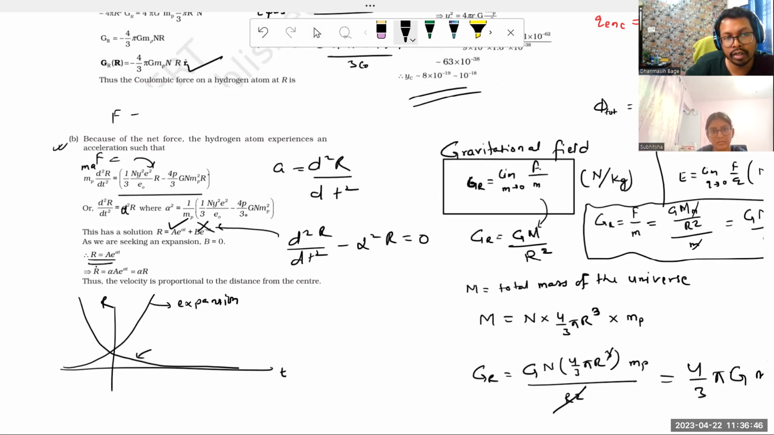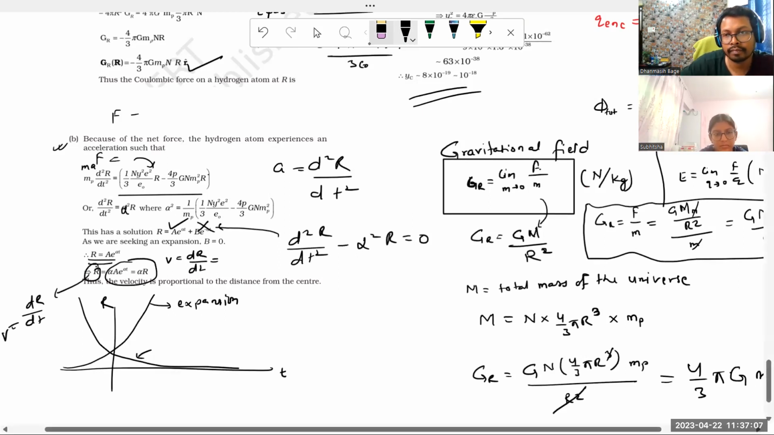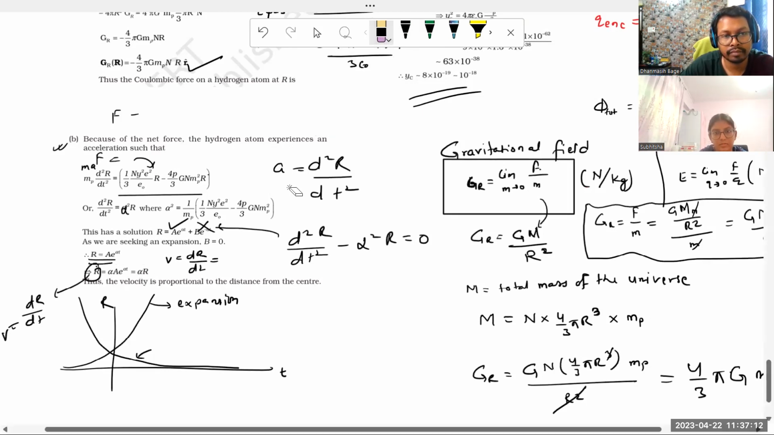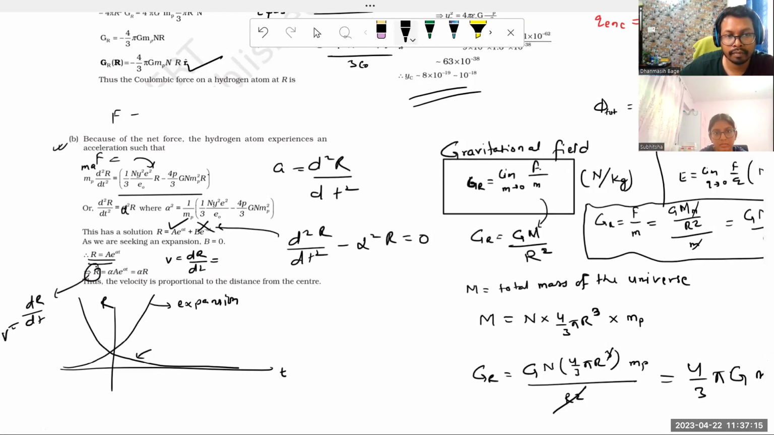And now once you have got the value of R, then velocity will be simply equal to dr by dt. Just differentiate this thing and you'll get the answer as this much. This thing they have written wrong. This is actually dr by dt, that is the velocity. This is the answer. Then you can show that velocity is directly proportional to r.